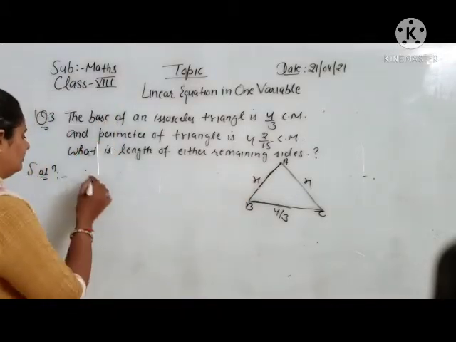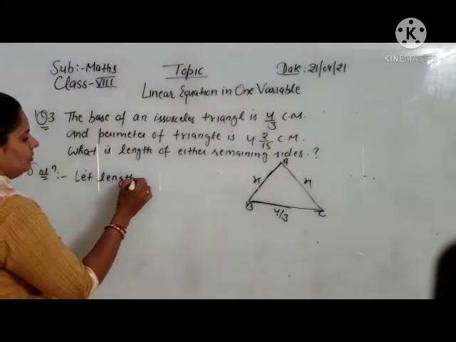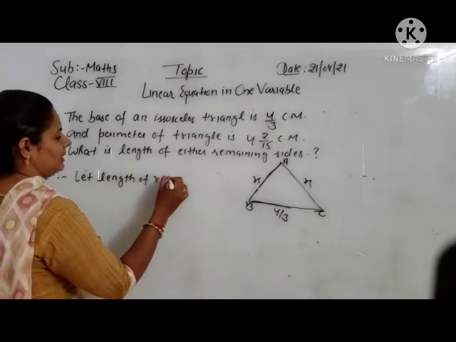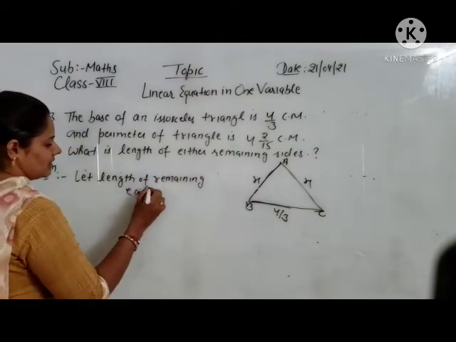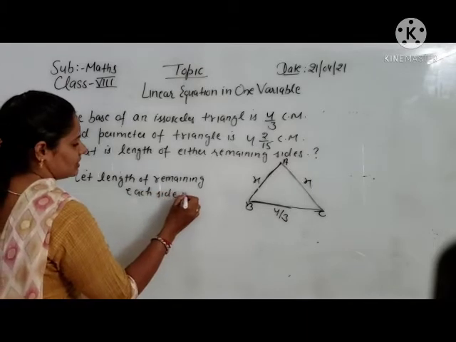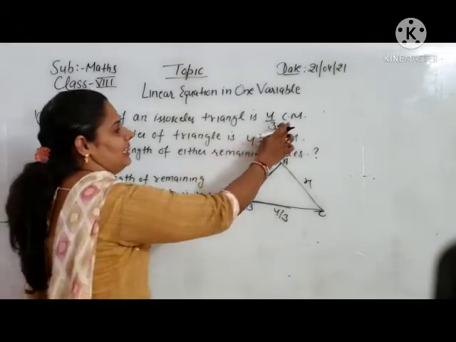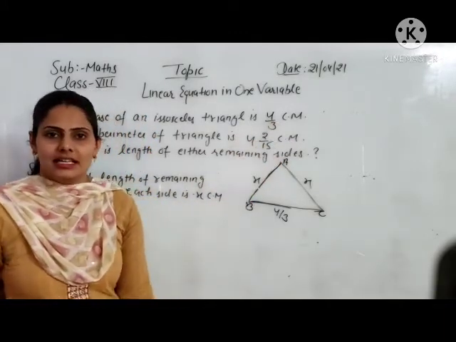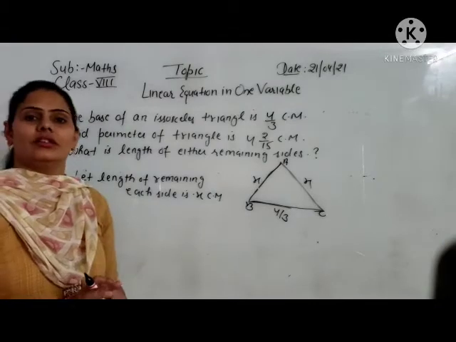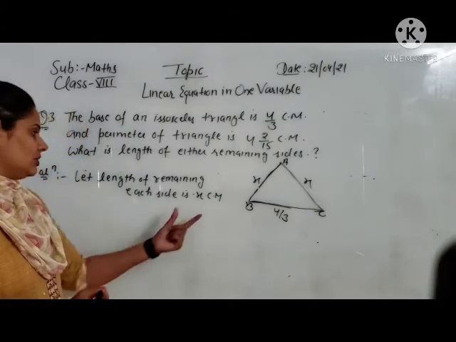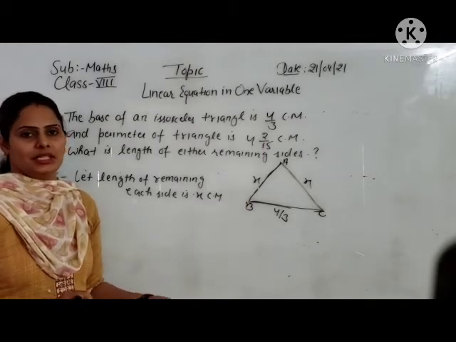So you can assume let the length of each remaining side be x centimeter, because the perimeter and the base are given in centimeters, so you will assume centimeter only. Whatever unit is given in the question, you will take the same unit. So you can assume each remaining side is x centimeter.